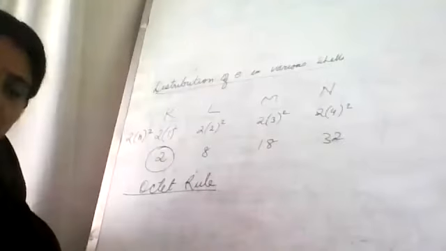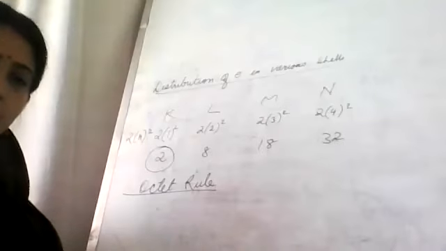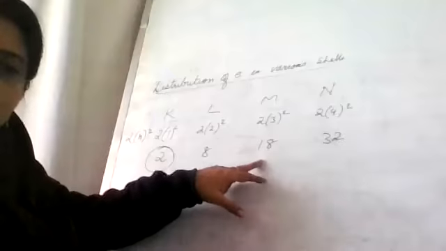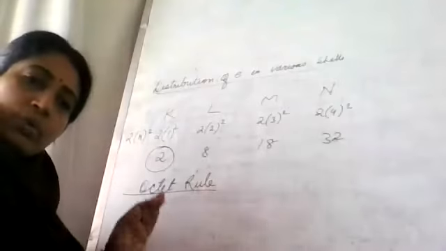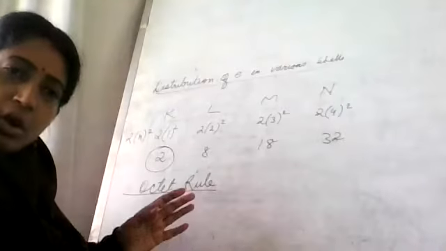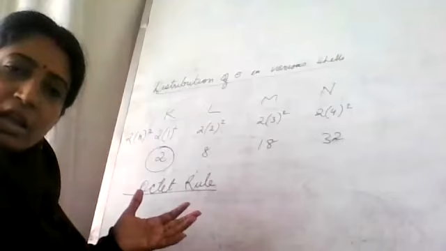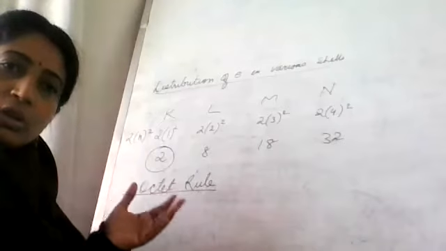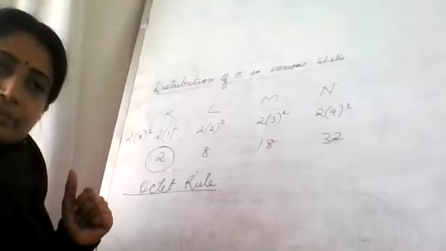Octet rule says even though the shell has the capacity of holding more than 8 electrons, if it is the last shell, then you cannot hold more than 8 electrons in that particular shell.